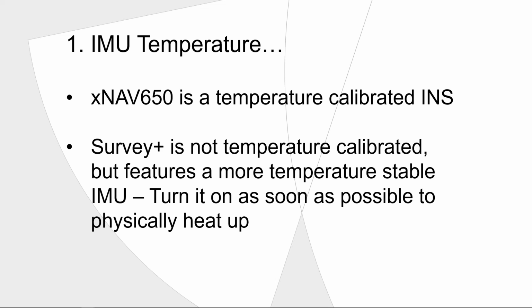Firstly, IMU temperature. Our newest, smallest, lightest INS, our XNAV650, is a temperature calibrated INS. This means that the gyroscopes and accelerometers have been calibrated over a wide range of temperatures so that we know what the outputs will be at each temperature, and that's for a range of -40 to +70 degrees Celsius.